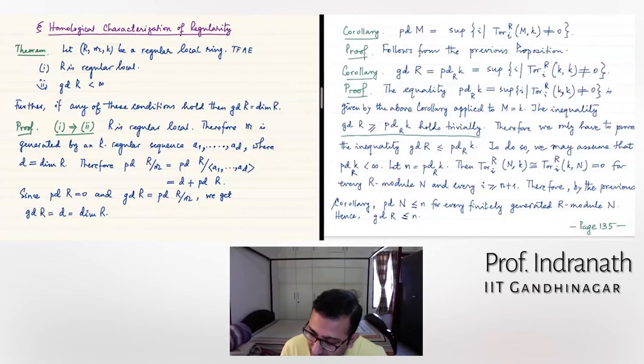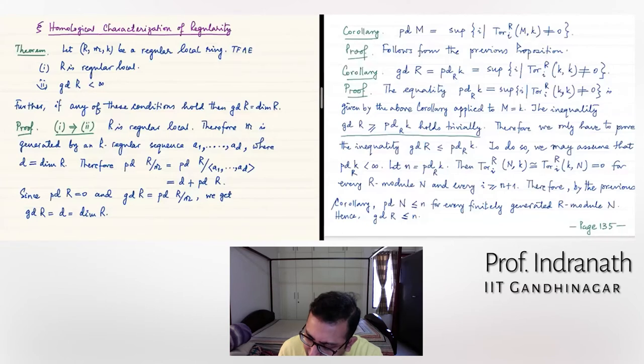Okay, so you have a regular local ring. That means, you know what it is, a Noetherian local ring with embedding dimension equal to the Krull dimension. Then the following statements are equivalent: R is regular local, and the global dimension is finite. These two statements are equivalent. Let us see how to do it and see what results we keep using. Further, if any of these conditions holds, then gl.dim R is equal to dimension of R.